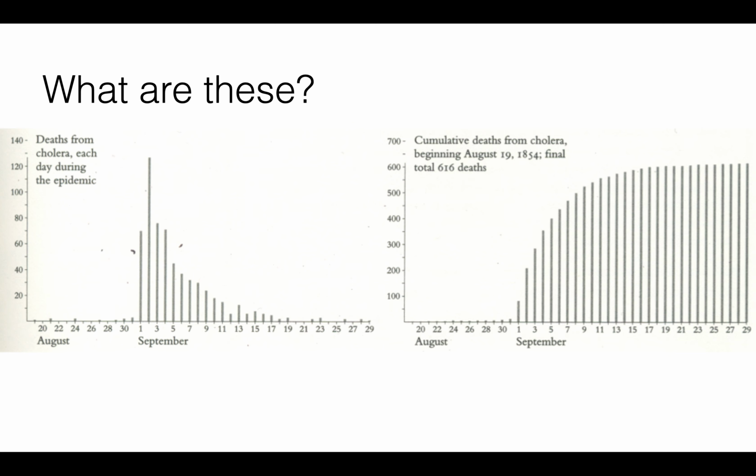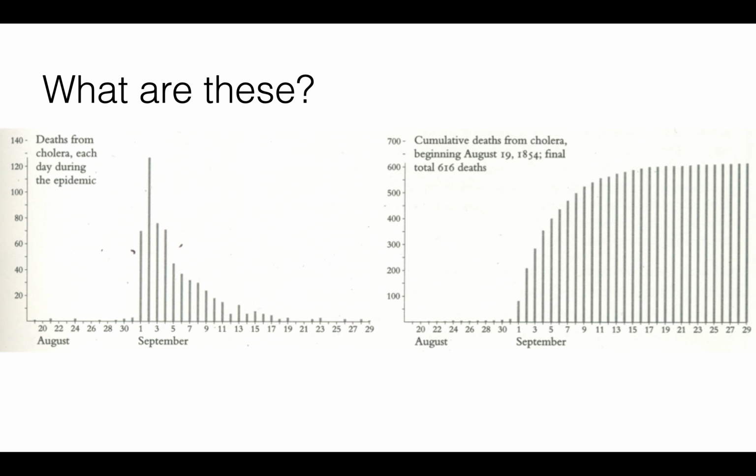On the right, X and Y are basically the same, but it's cumulative deaths instead of just total deaths per day as on the left. As you see, again, there's nothing through late August, and then it quickly increases and tapers off.